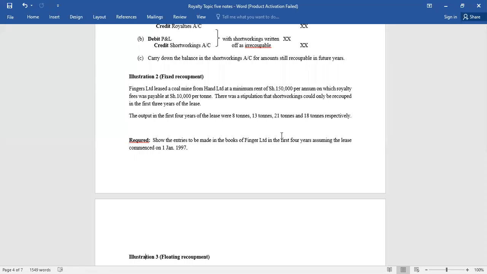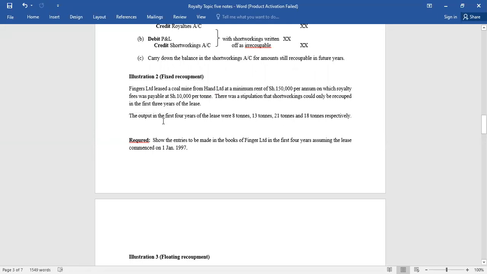So in our fixed recoupment, we have Fingers Limited, a coal mine from Hand Limited, a minimum rent of 150,000 per annum, on which royalty fees was payable at 10,000 per ton. There was a stipulation that short workings could only be recouped in the first 3 years. So you can see why it is restricted. It could only be recouped in the first 3 years. So these are the areas you check even when you are doing your. So you've been restricted to 3 years.